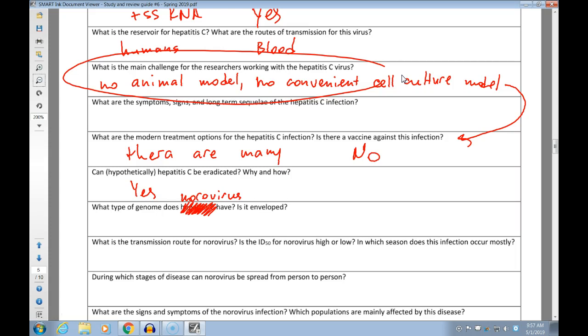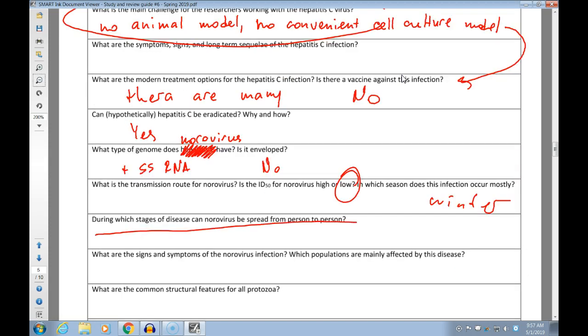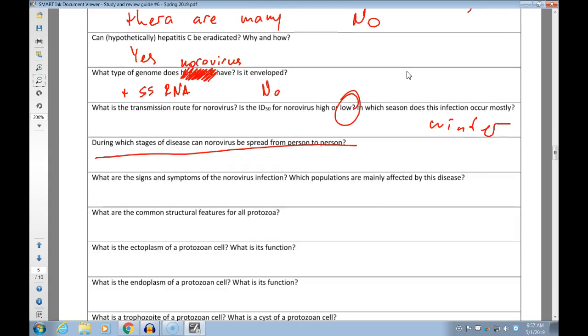Norovirus: positive single-stranded RNA virus, non-enveloped. Transmission route, fecal-oral, ID50 low. Infection mostly occurs in winter. During which stages? Any, from incubation to prodromal to disease to convalescent. Signs and symptoms, gastroenteritis. Populations that are affected the most: elderly and children, so school kids and people living in daycare facilities. Okay?